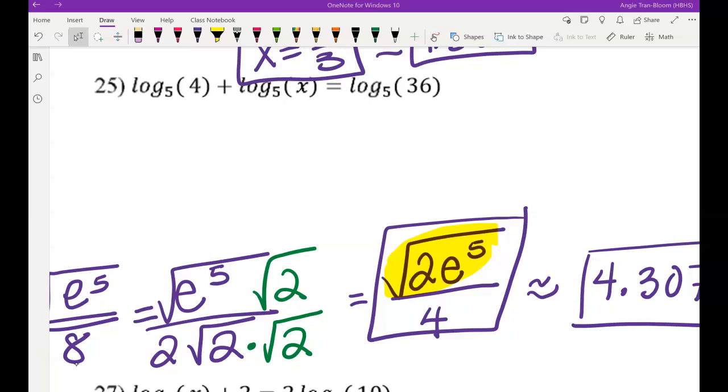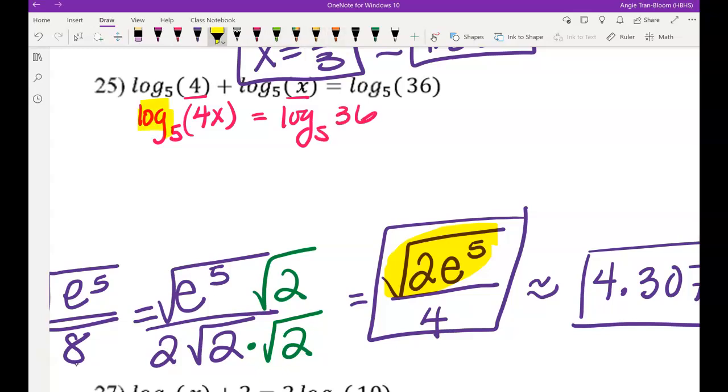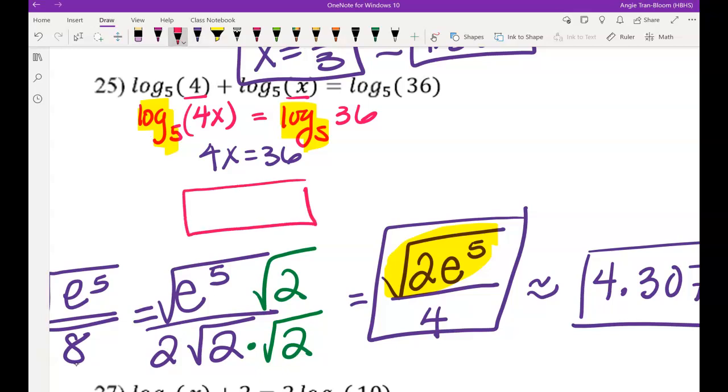So the first thing is we need to condense. We have an addition of log that will allow us to write a multiplication. So log base 5 of 4 times x equals log base 5 of 36. Now, because we have 1 log of an equal base, let's drop it. So now we have 4x equals 36. Go ahead and solve for it, and box up your final answer. Hopefully, you got x equals 9.